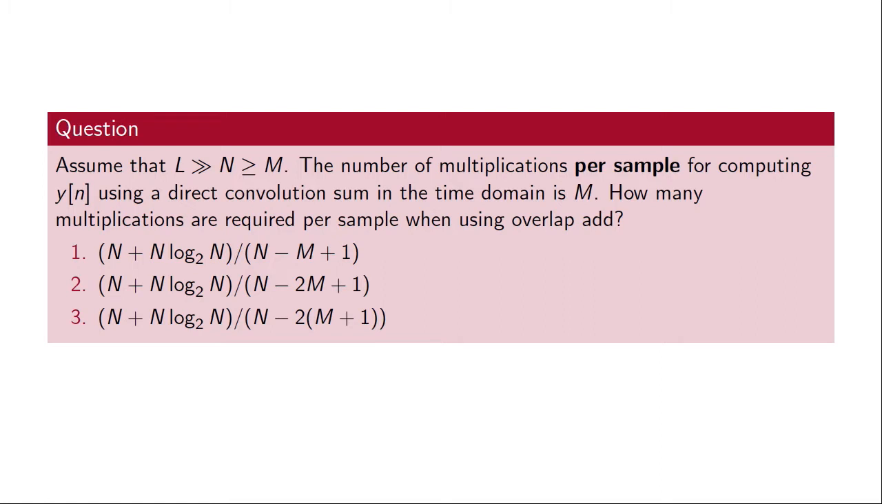So would the number of complex multiplications per sample for overlap save or overlap add be n plus n times log 2 of n divided by n minus m plus 1? Would it be n plus n times log 2 of n divided by n minus 2m plus 1? Or would it be n plus n times log 2 of n divided by n minus 2 times m plus 1?